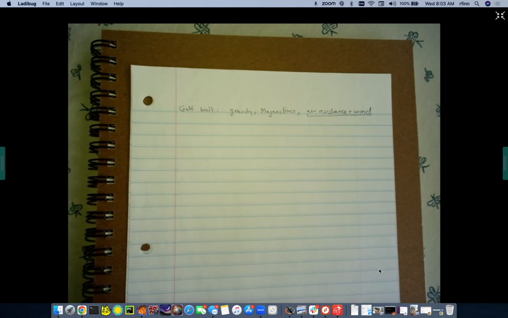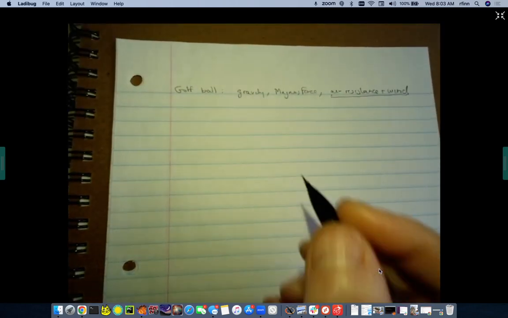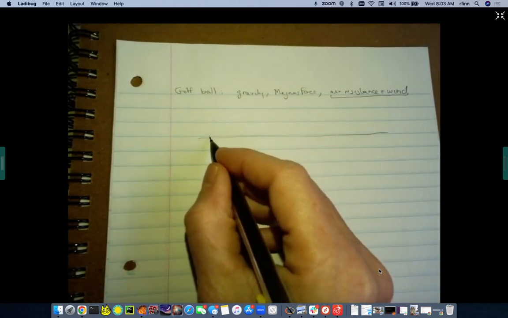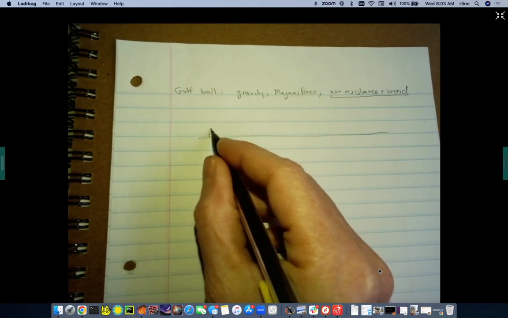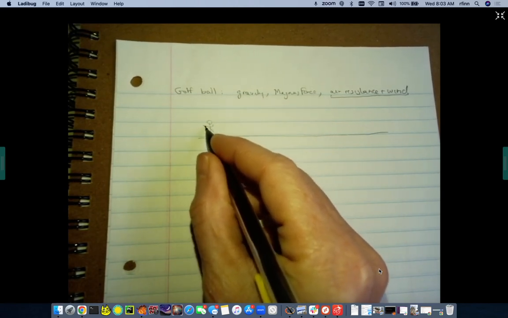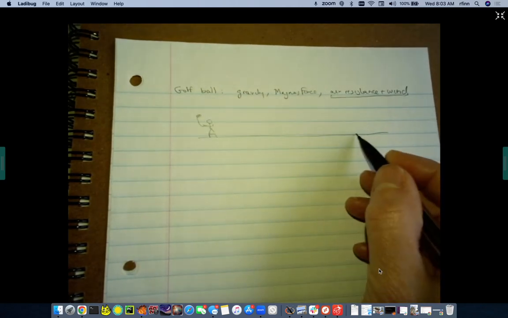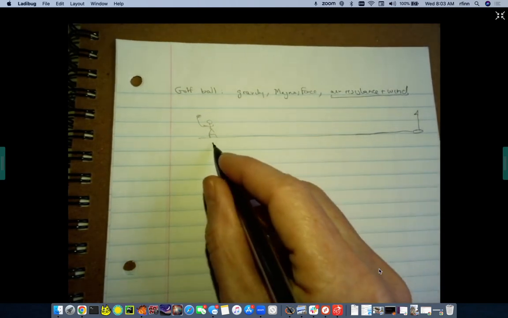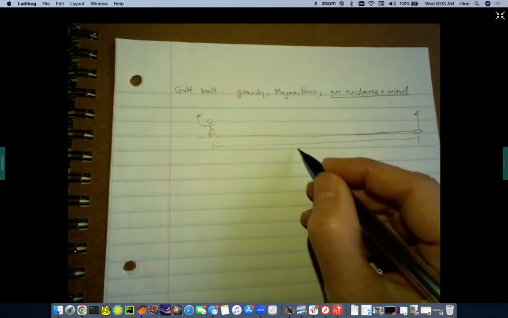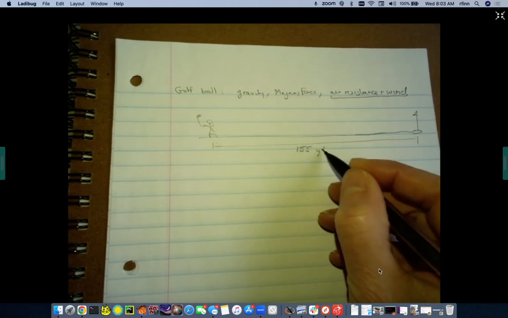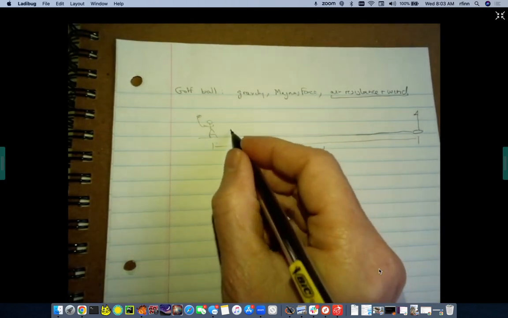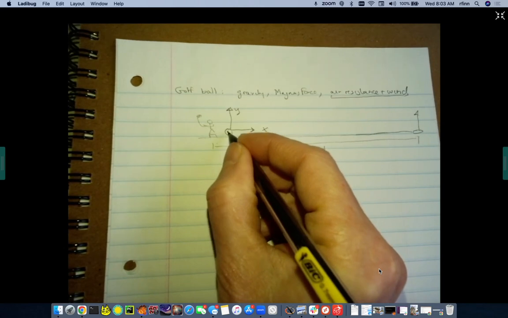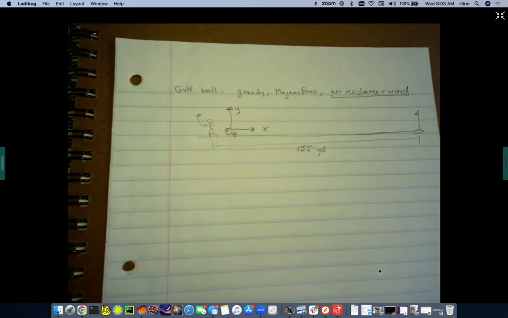Okay, so let's look at our free body diagram, what that might look like. So remember, just to get our picture of what's happening, this is the tee where the person's going to be standing and swinging the golf club. And then way down over here will be the hole. And this is like 155 yards. And our direction, we are calling this X. This is Y. And coming out of the board or out of the page is Z.